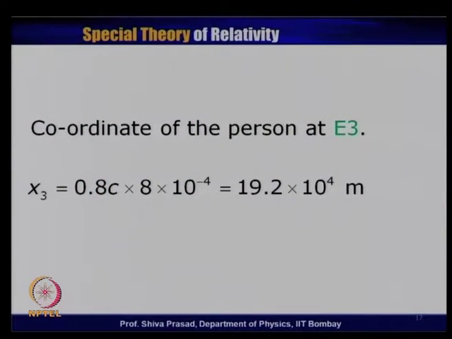That is what I have done in the next transparency. The coordinate of the person at the time of event 3, that is, the ambulance catching the sick person, is 0.8 c, the speed of the ambulance, multiplied by the time we just calculated, 8 into 10 to the power minus 4 seconds. If I multiply these, I find the coordinate at which this event occurred, which is 19.2 into 10 to the power 4 meters, that is 192 kilometers. It is quite far off. So, at the coordinate x3 equal to 19.2 into 10 to the power 4 meters, event number 3 occurred.